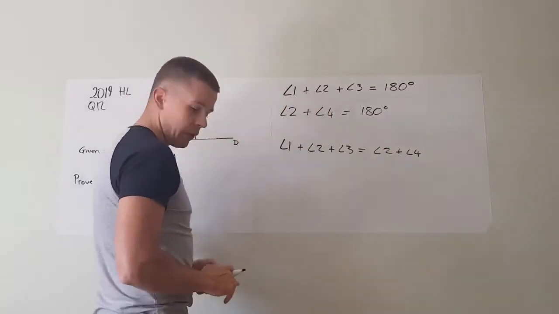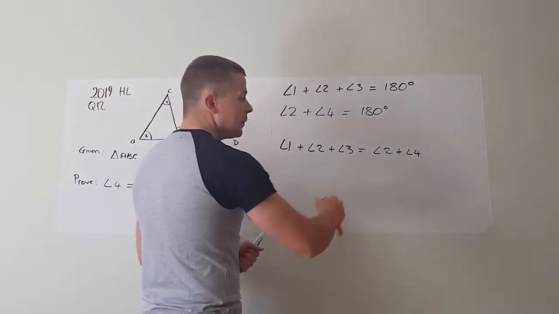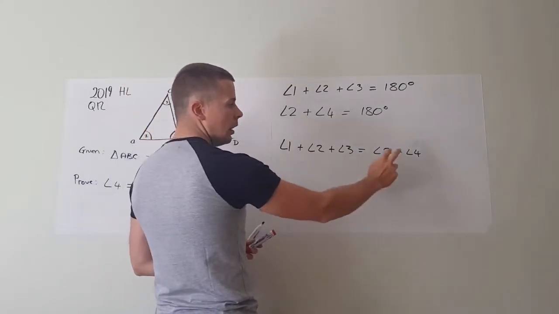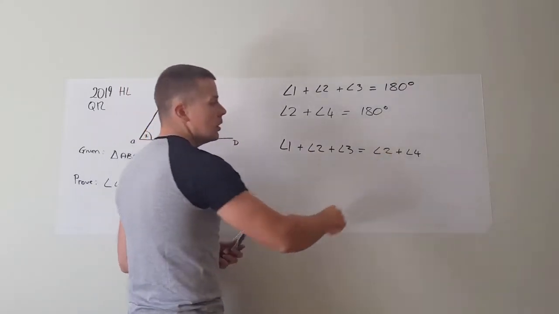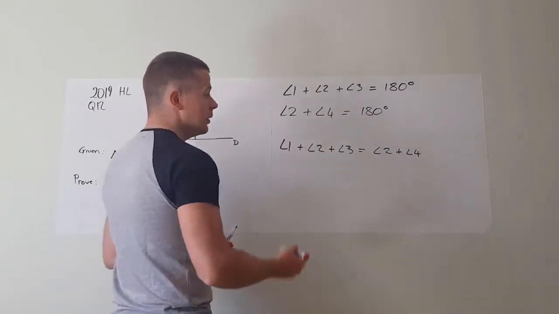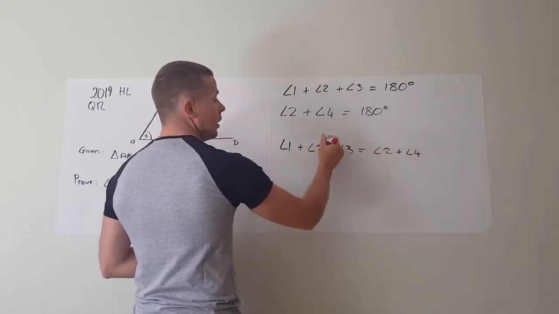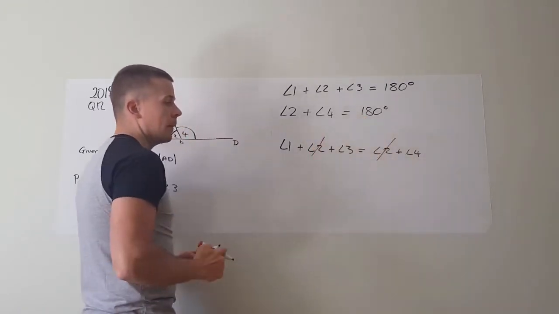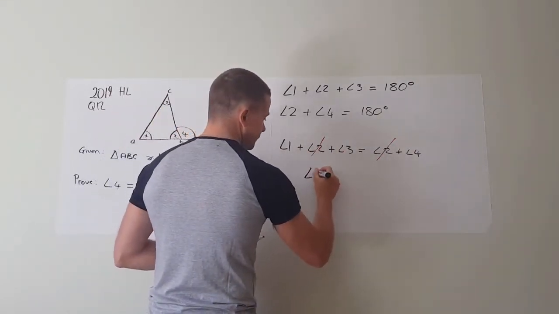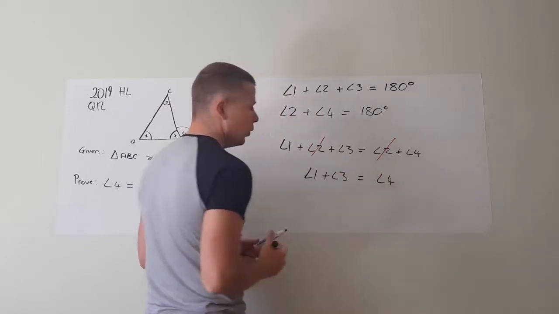So we've got angle 2 and angle 4 equals angle 1, 2, and 3. Now, on the left hand side of my equation I have angle 2, and on the right hand side I also have angle 2. So I'm going to subtract angle 2 from both sides. Subtracting from the left, I also subtract from the right, and they basically cancel. So what I'm left with is angle 1 and 3, and that is equal to angle 4.